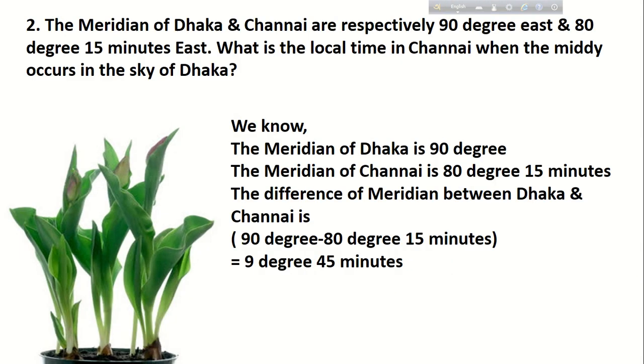So, now follow the mathematics, that is the meridian of Dhaka and Chennai are respectively 90 degree east and 18 degree and 15 minutes east.